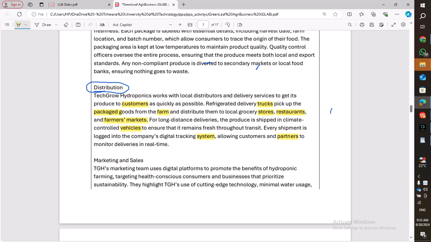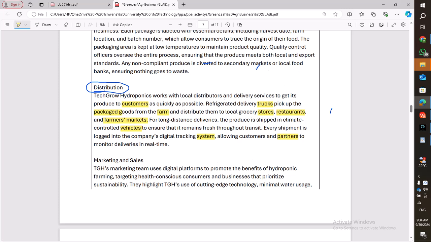Refrigerated delivery. Delivery trucks pick up the package from the farm and distribute it to the local grocery store, restaurant, and farmers markets.